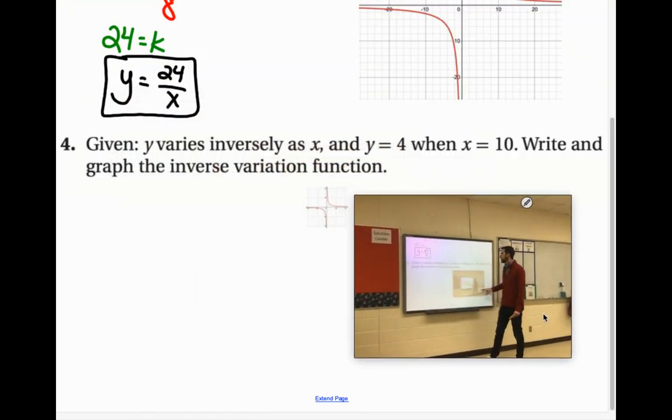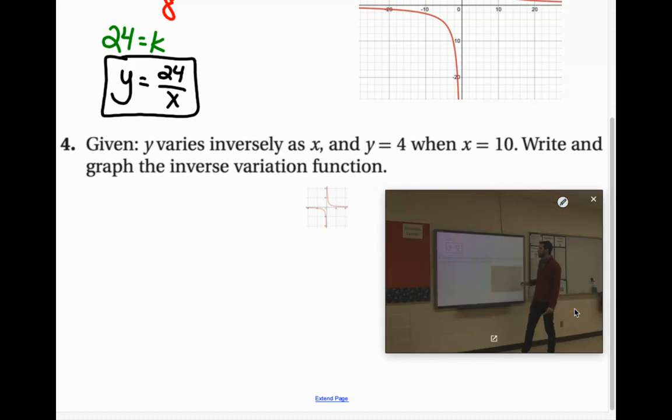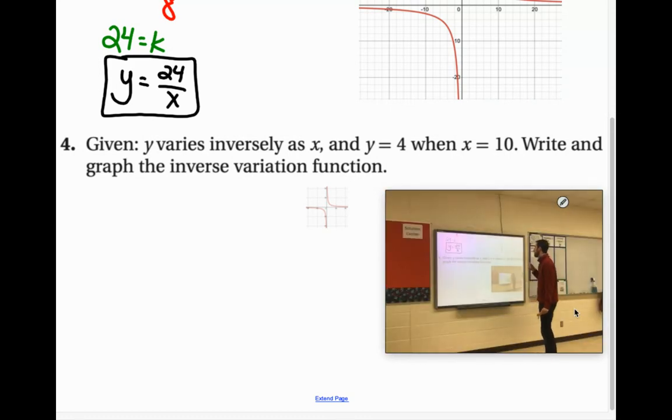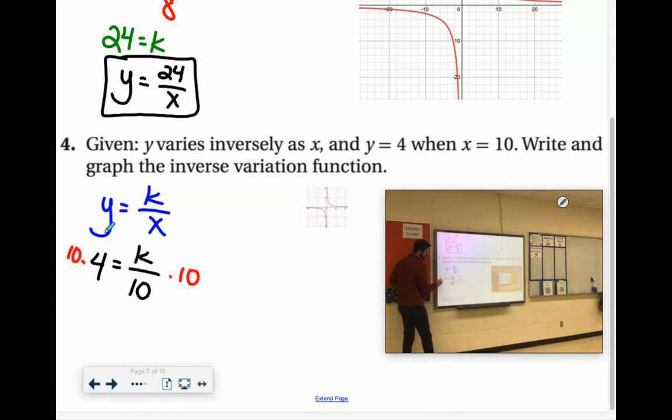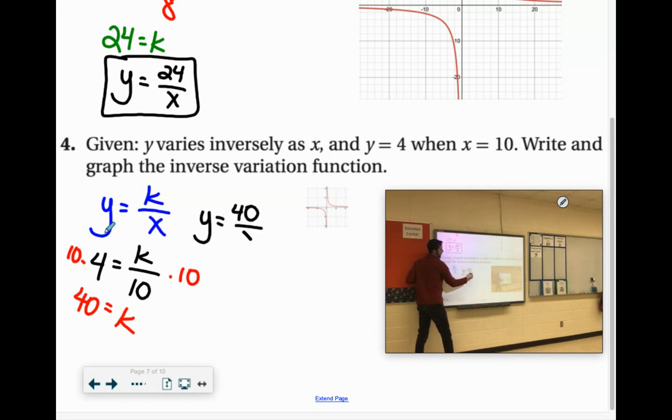So let's try another one here. y varies inversely as x and y equals 4 when x equals 10. So if we started off with y equals k over x and we substitute in our values, it said y was 4, x was 10, right? So we multiply by 10 on both sides, which gives us a constant of variation of 40. So if we then rewrite that in the original equation, it'd be y equals 40 over x.